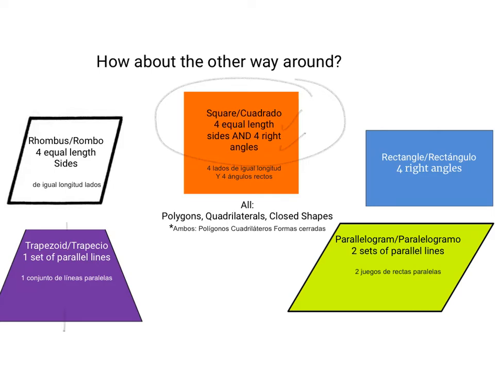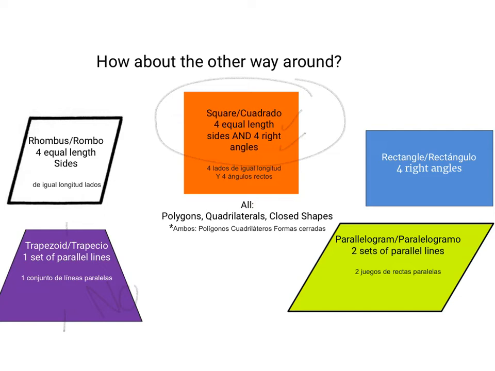Here and here are not equal in length. Now these other 2 sides are, but I've only got those 2. So because it doesn't have 4 equal length sides, I don't even need to look about right angles. This is not going to be a square. It's not a square. Let's look at our parallelogram.